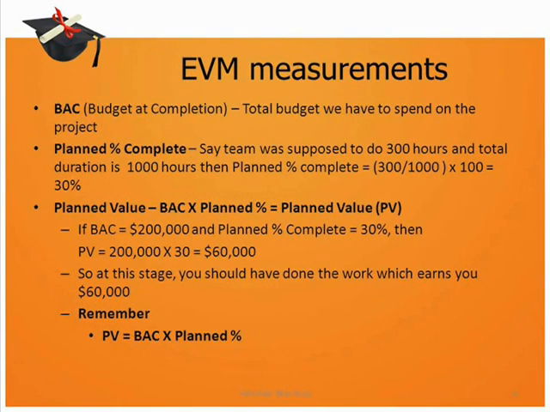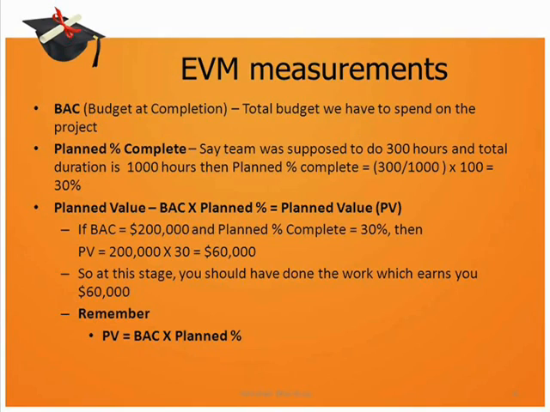So let us now understand a few of the measurements. BAC, budget at completion, is nothing but the total budget of your project. There is another term called planned percentage complete, and as the name indicates, it basically shows that at any point of time in your project, what was the planned completion of work to happen. So the example given here, suppose the team was to finish 300 hours and the total duration of the project is 1000 hours. So at that point of time, the planned percentage complete would be 300 by 1000, expressed as a percentage is 30%.